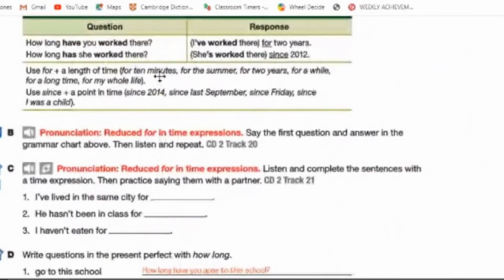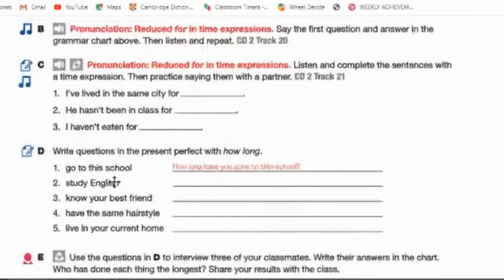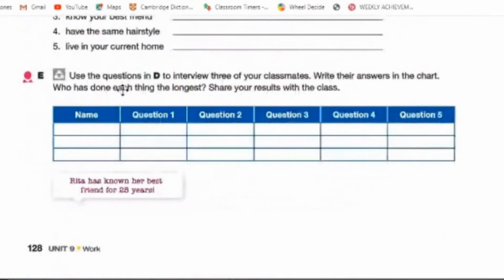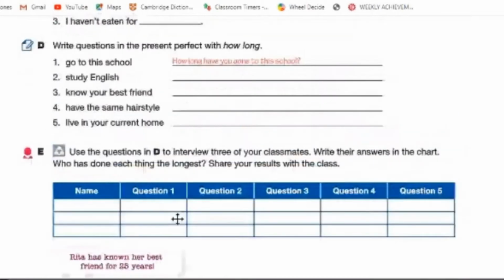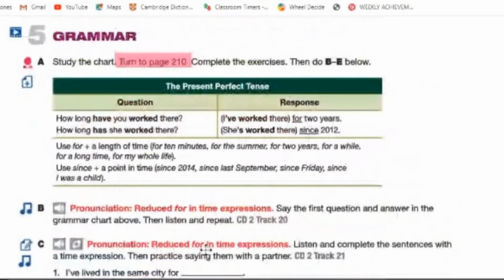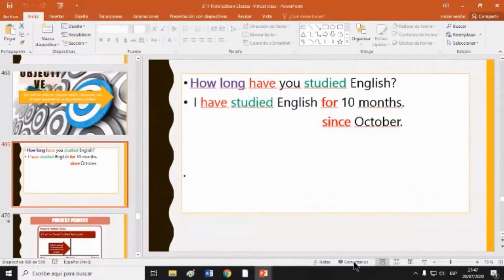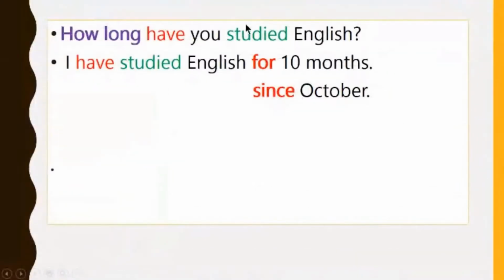Yeah, pay attention here. We are on page 128, and here you have the present perfect tense. The present perfect tense. Yeah? So to start with this grammar, I have here a question. This is the question. You have, how long have you studied English?